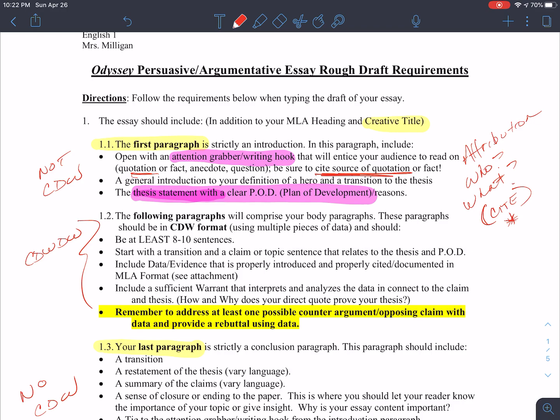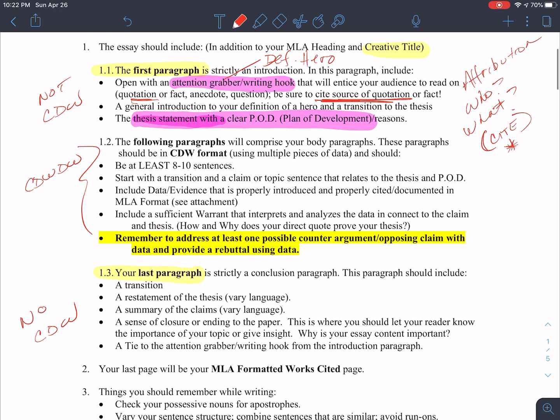Specifically for this essay, I would suggest with the attention grabber something to do with the definition of a hero. Good. Now that you've already done the basic introductory paragraph, you can move on to your body paragraphs.